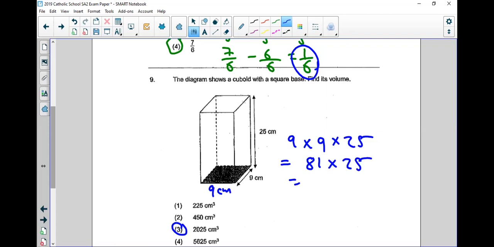There's a shortcut to do this. Okay, so 81 times 25, you get 2025, which is the volume of the cuboid.